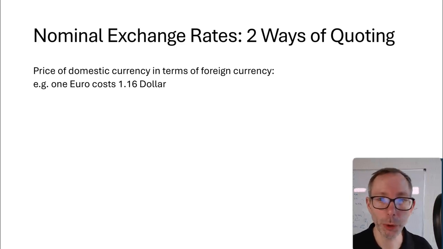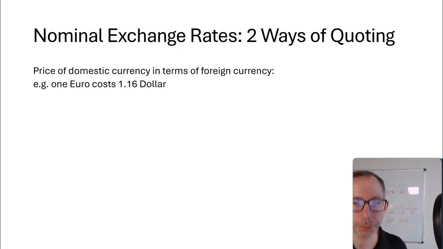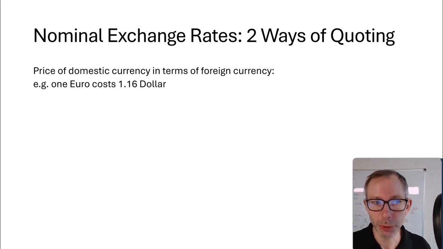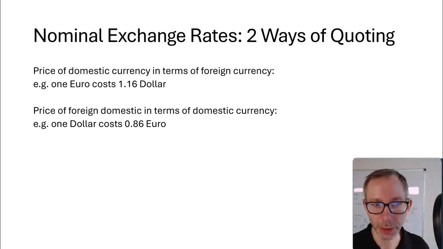There are two ways of quoting. If we have two countries, or two currencies, there are two ways of quoting the exchange rate. One way of doing it is as the price of the domestic currency in terms of foreign currency. So if we take the euro area as the domestic economy, then it's the price of a euro in terms of dollars. A recent number would have been $1.16 for that. Or we can do it the other way around, as the price of the foreign currency in terms of domestic currency. Then $1 would cost 0.86 euro. If a euro costs $1.16, it's just the inverse of that.